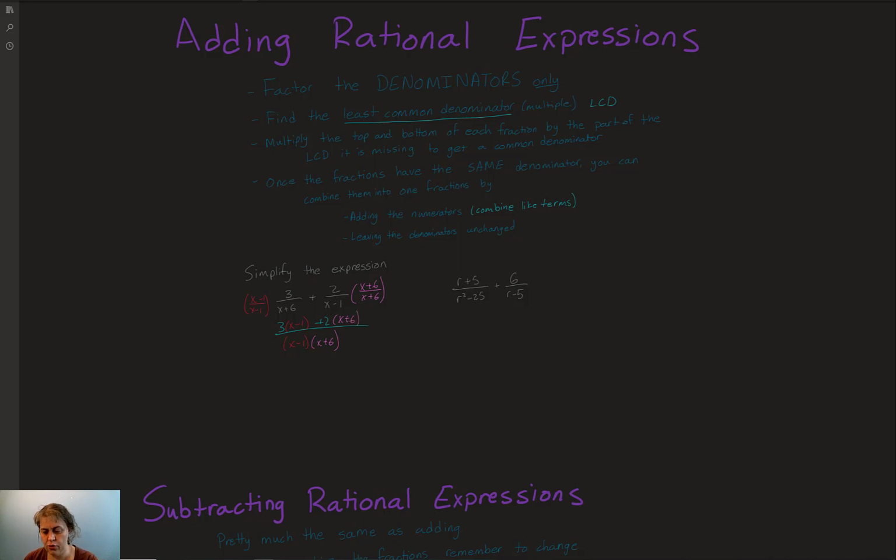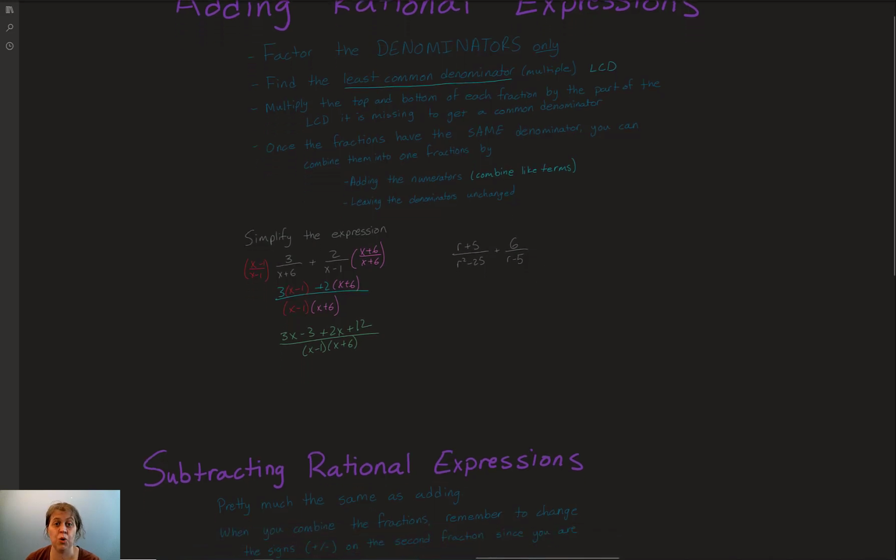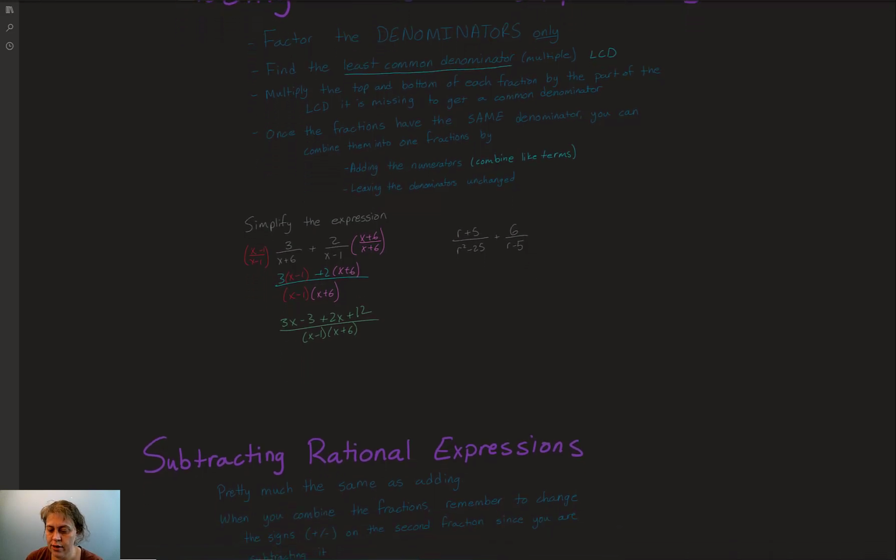All right, so now that we have that, we're going to do some distribution and go looking for like terms. So 3x minus 3 plus 2x plus 12 over, and I'm going to leave this denominator in factored form, unless I specifically get told to unfactor things. 3x plus 2x is 5x. Negative 3 plus 12 is 9 over x minus 1 and x plus 6. I cannot factor 5x plus 9, so that's it. I am done.